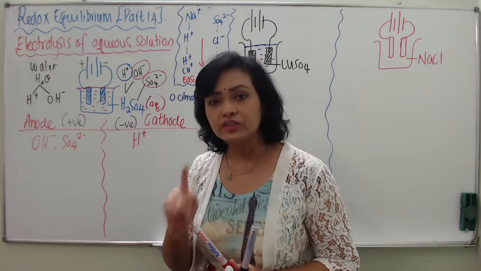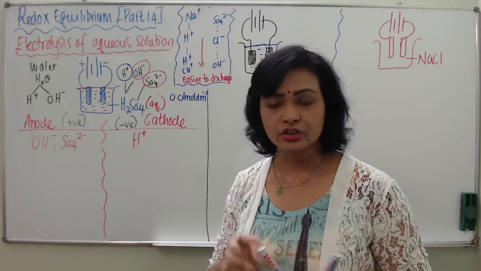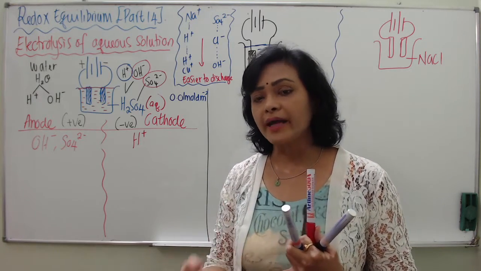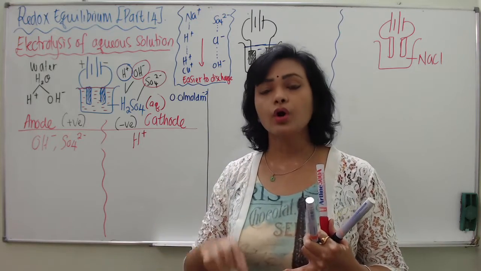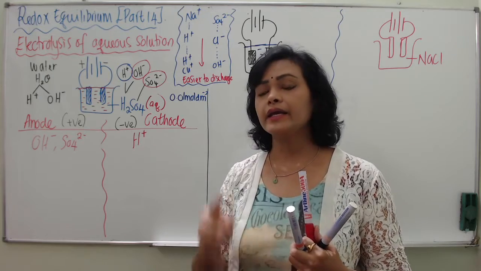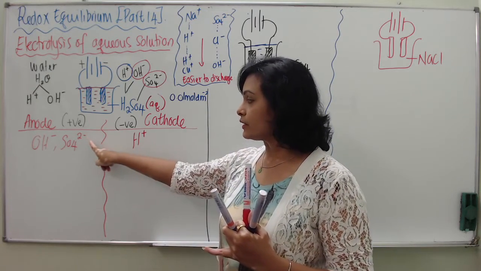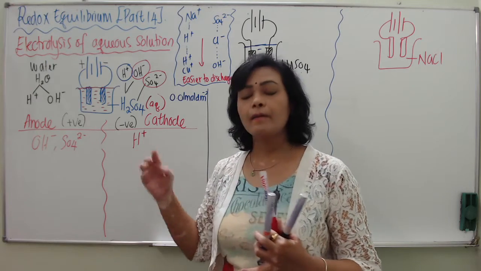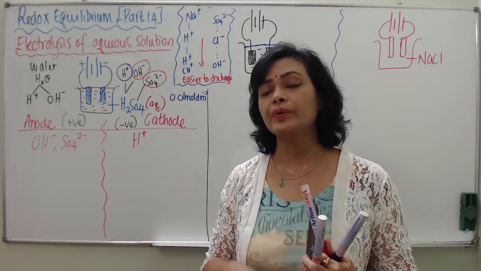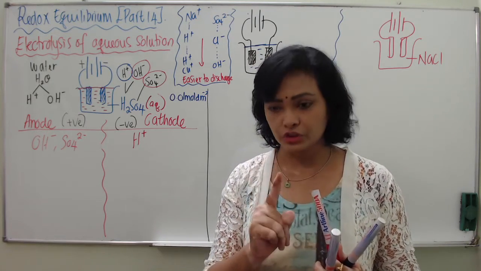Who will be discharged? Now, please remember when the teacher uses the word discharged, it means any type of ion might receive electron or lose electron. Discharge means any type of ion, may it be cation or anion, loses or receives electron in order to become atom or molecule. That is the meaning of discharge here.